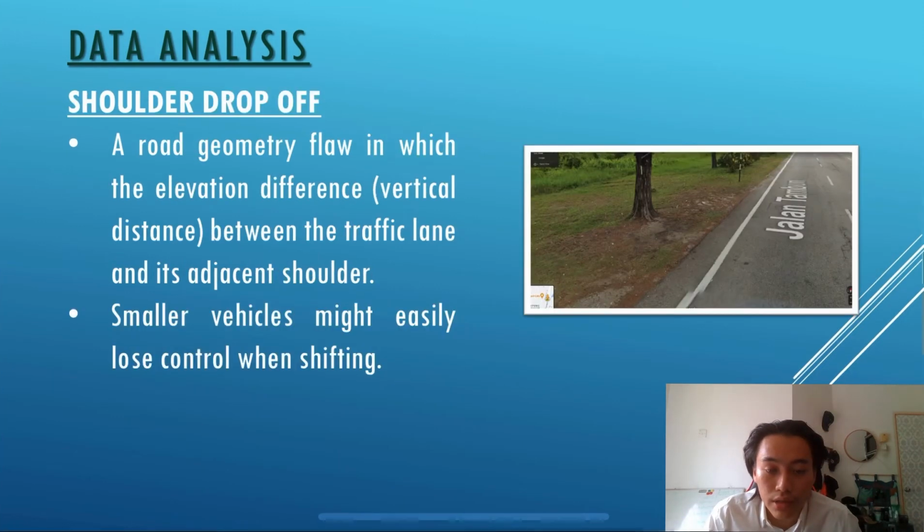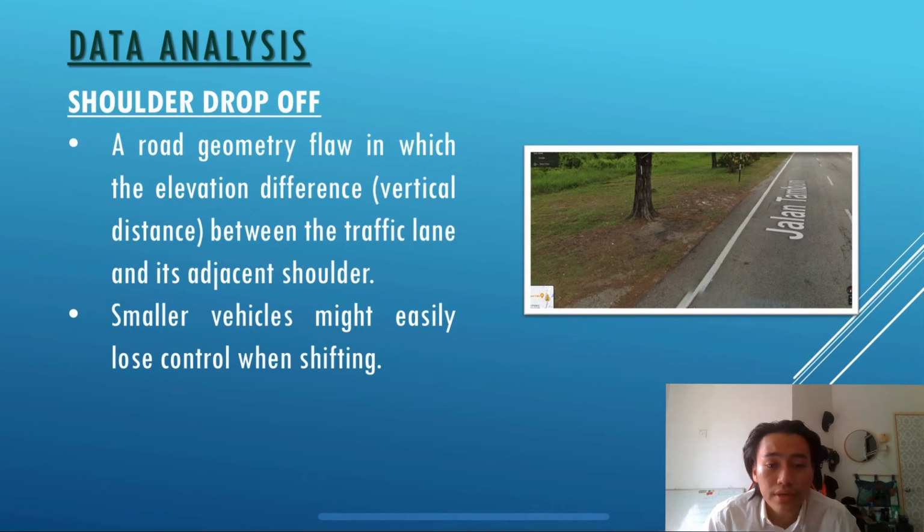Then for the sixth type of distress that we list out is shoulder drop off. A shoulder or pavement edge drop off is a road geometry flaw in which the elevation difference between the traffic lane and its adjacent shoulder, or between two travel lanes, is more than acceptable. Inadequate or incomplete highway construction or reconstruction frequently results in these types of edge drop-offs.